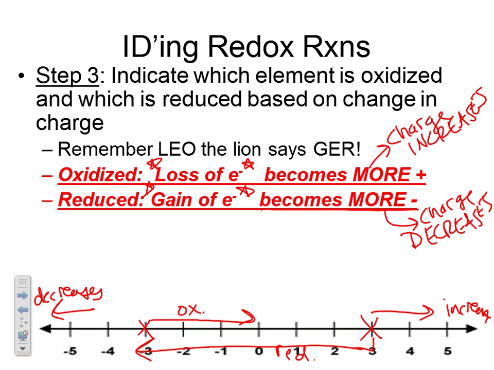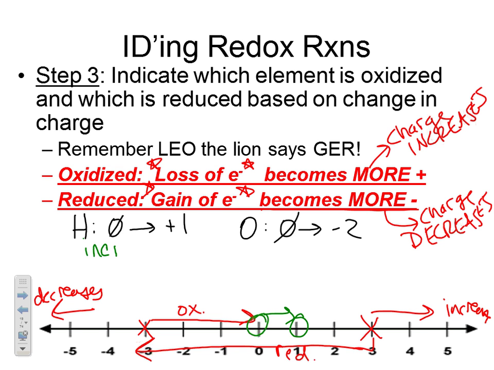You're reducing the charge. So when we look again at our elements, we had hydrogen going from 0 to +1, and we have oxygen going from 0 to -2. It's about figuring out the direction they're going, essentially from the number line. So our hydrogen is starting here, but it's going here. This is an increase in charge.